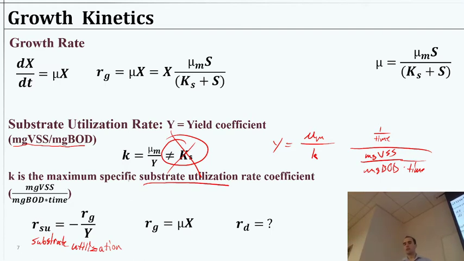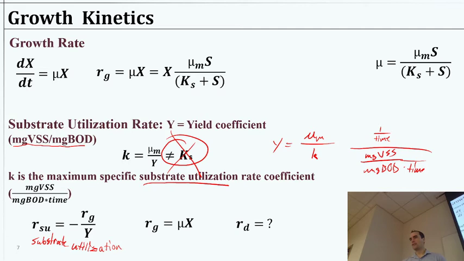So we can define our substrate utilization rate as the negative of the growth rate divided by Y. So we're essentially using substrate proportionally to the amount we're growing, except it's a negative. So substrate is going down, and that's also divided by this yield coefficient. That's a pretty simple way to look at it once we define it properly. Again, our growth rate is described as mu x.